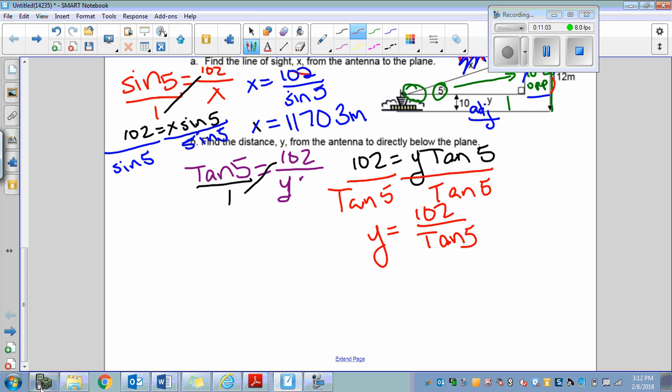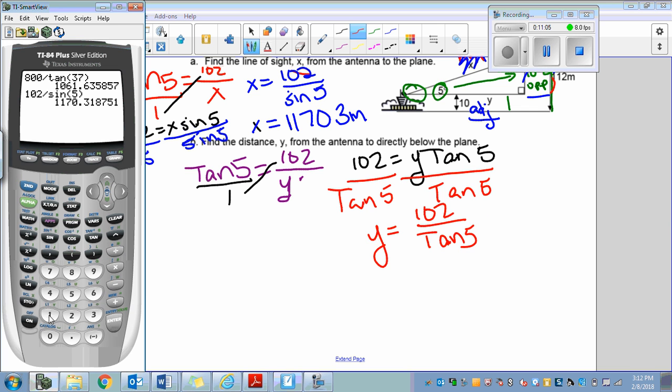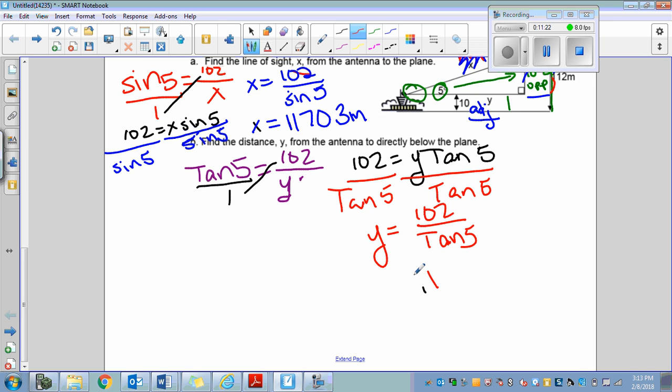And we'll just plug this into my calculator. 102 divided by tangent of 5 is 1,165 point. This 6 rounds the 8 up to a 9. So 1,165.9 meters. Okay, and you're done.